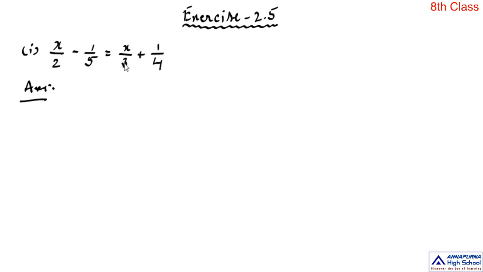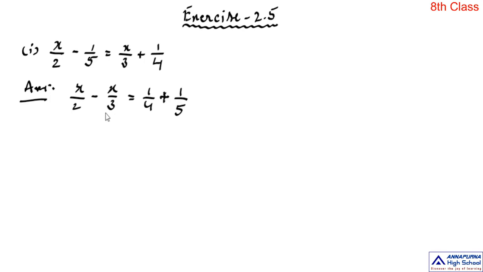Okay, so x by 3, this is a variable term, transpose to left side, and 1 by 5, this is a constant term, so transpose to right side. Okay, so when you transpose like that, x by 2 plus x by 3 transpose to left side, then it changes to minus x by 3. It is equal to, on the right side we have 1 by 4, and when you transpose this minus 1 by 5 to left side, it changes to plus 1 by 5.